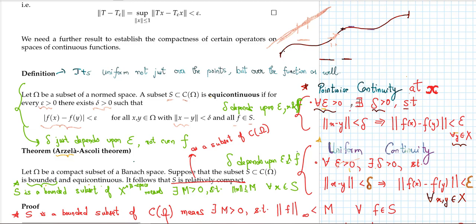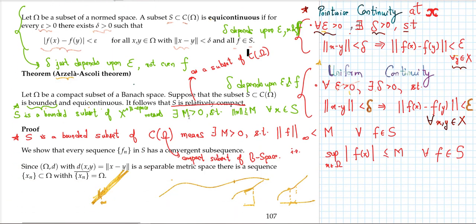Now we move to the Arzelà-Ascoli theorem. Let omega be a compact subset of a Banach space. Now suppose that the subset S of C of omega is bounded and equicontinuous. It follows that S is relatively compact. So what happens here is that omega is also a compact subset of a Banach space, and the subset S, which is in C of omega, the continuous functions defined on omega, is bounded. Now, what do we mean by a bounded subset of a Banach space?